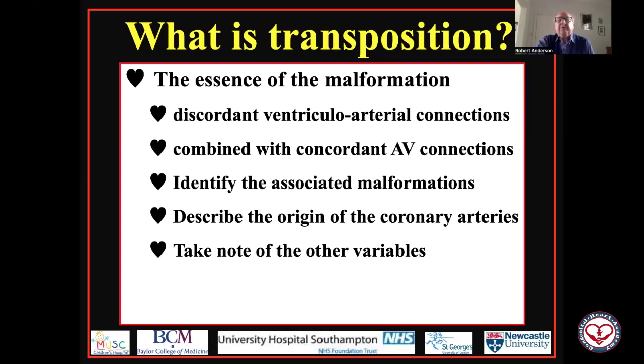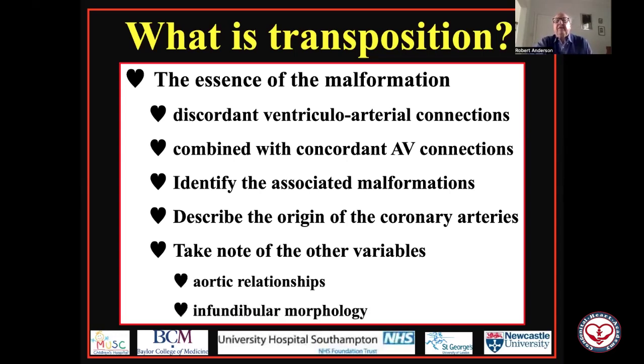But do remember, take note of those other variables that we haven't had time to demonstrate in any detail, including aortic relationships, infundibular morphology. They change the situation, but they don't detract from the fact that the essence of transposition is discordant ventricular arterial connections, the origin of the aorta from the morphologically right ventricle, the pulmonary trunk from the morphologically left ventricle.